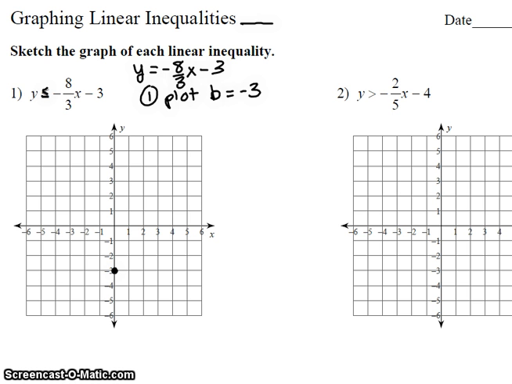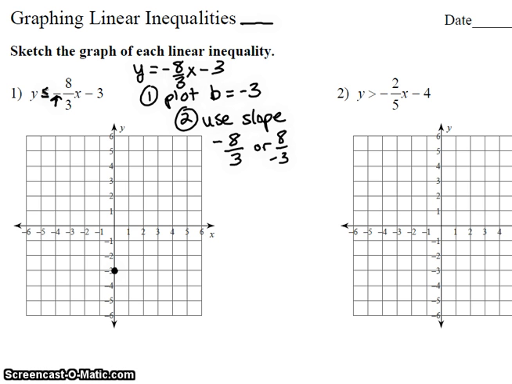The second step is to use the slope to plot the second point. And our slope in this case is negative 8 over 3. The negative sign is right next to the fraction bar. You could put it in the numerator or the denominator. I like putting it with the numerator. Doesn't matter. Either this way or this way.